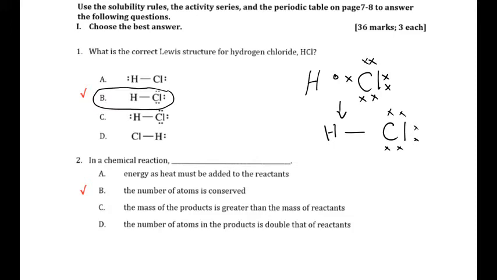Question 2. In a chemical reaction, energy as heat must be added to the reactant, number of atoms is conserved, mass of products greater than mass of reactants, number of atoms in the product is double that of the reactants. B is the correct answer. Why? Because in any chemical reaction, the mass of the product is equal to the mass of the reactant. The number of atoms in the product should be equal to the number of atoms in the reactant.